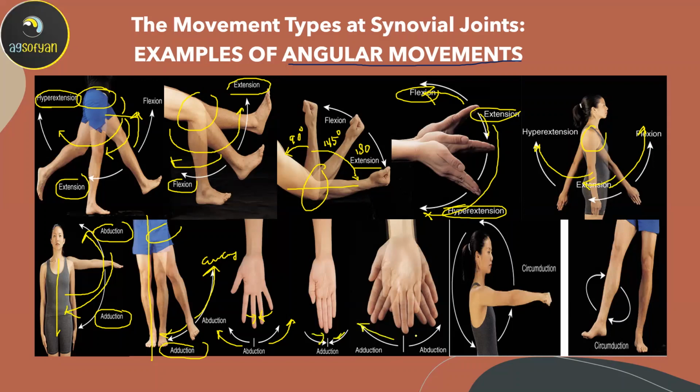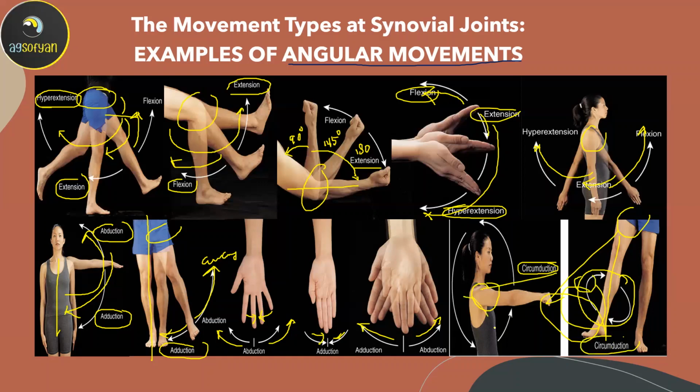Adduction, abduction, away. And this is when we make a circular movement with our shoulder, it can give the circumduction type of movement. The same thing with the hip joint. When we make a circular movement of our legs, it will give the cone type of shape. So this is what we call the circumduction.